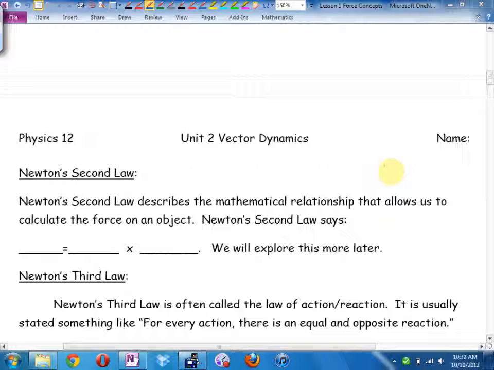Newton's second law. Back to our notes. Newton's second law is the mathematical relationship that allows us to calculate the force on an object. And you guys all memorized this one last year. F equals what times what?